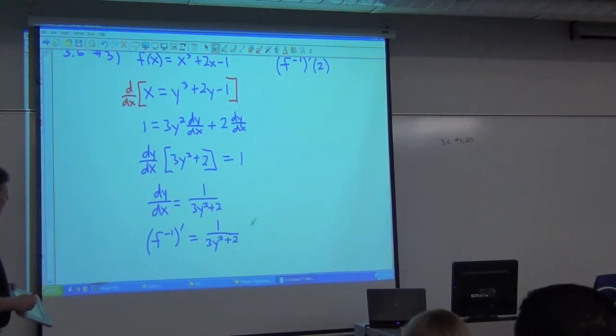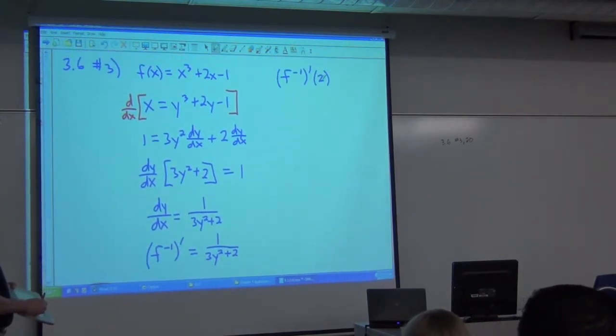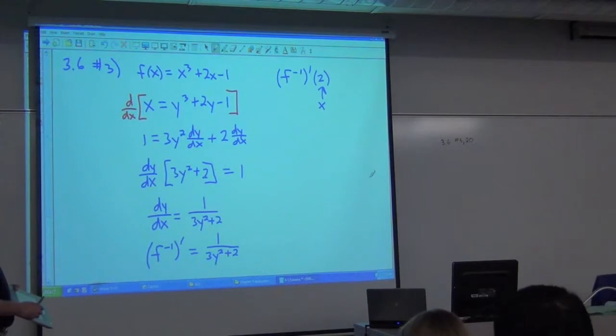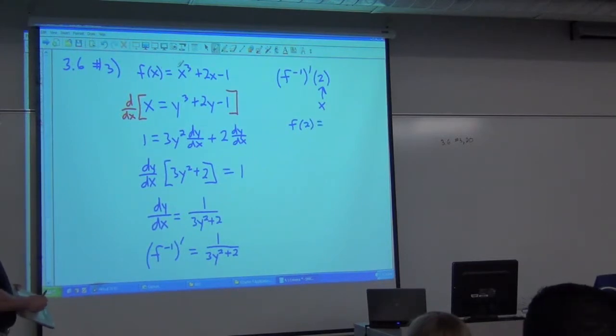Maybe the problem is now we've got 3y squared plus 2 here, and we're supposed to find it at 2. That's really an x value, the x value of the original function. So we've got to come up here and find f of 2 to get a y value, to plug into the derivative of the inverse. So put 2 in there, you get 8 plus 4 minus 1, you get 11.